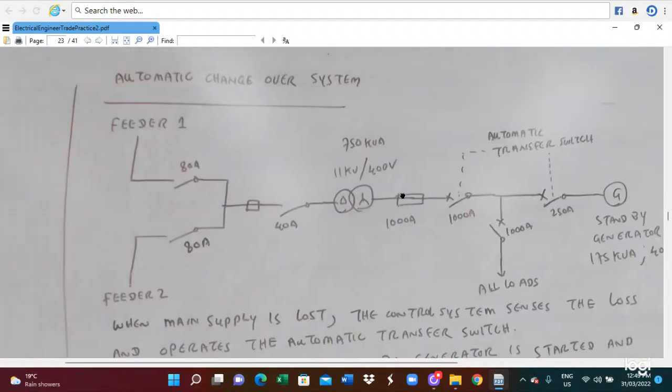So this connection is an automated changeover system. There are two feeders, feeder 1 and feeder 2, and this will be the supply, the load and the automated transfer switch. This is connected to all the load, and this is the standby generator. So this is the arrangement of the standby generator and the automated power transfer.